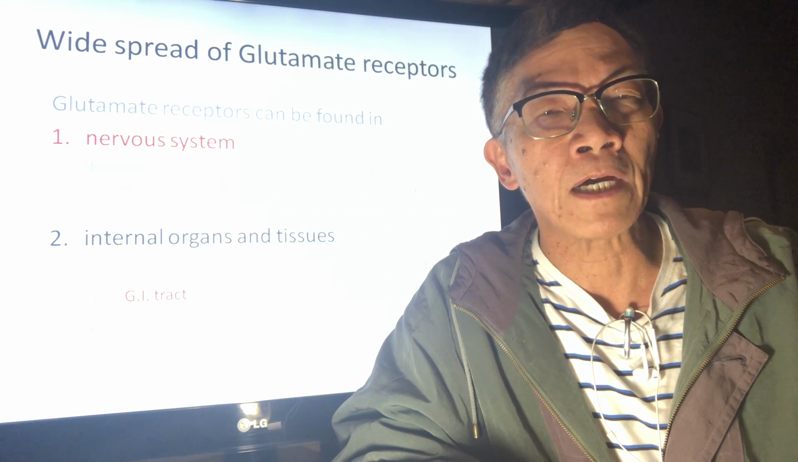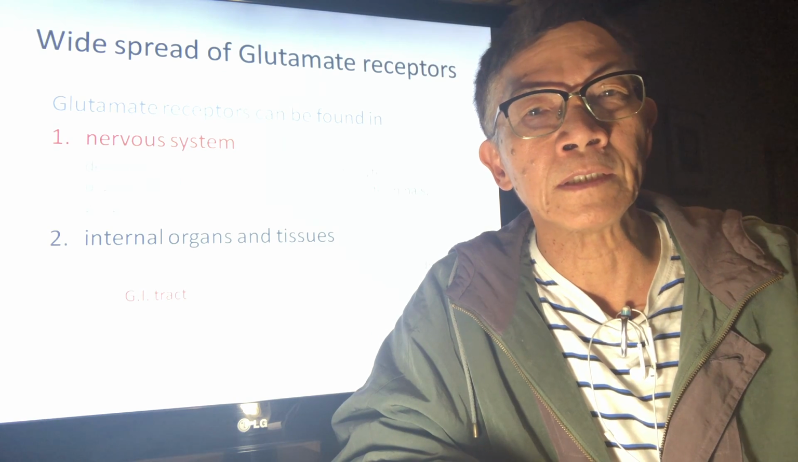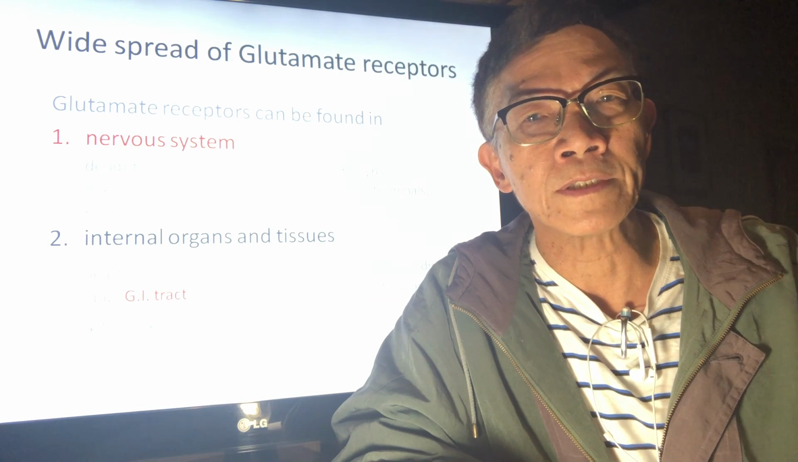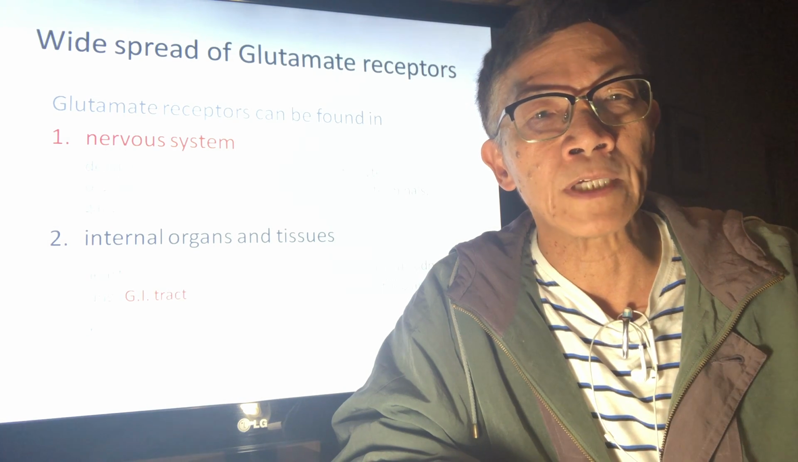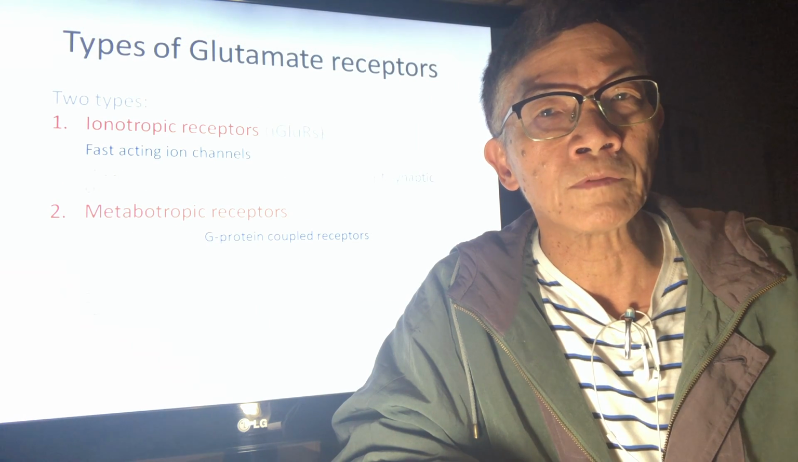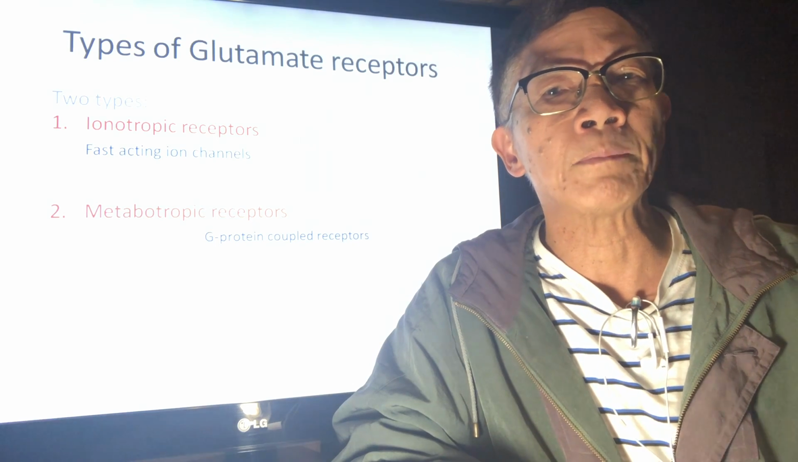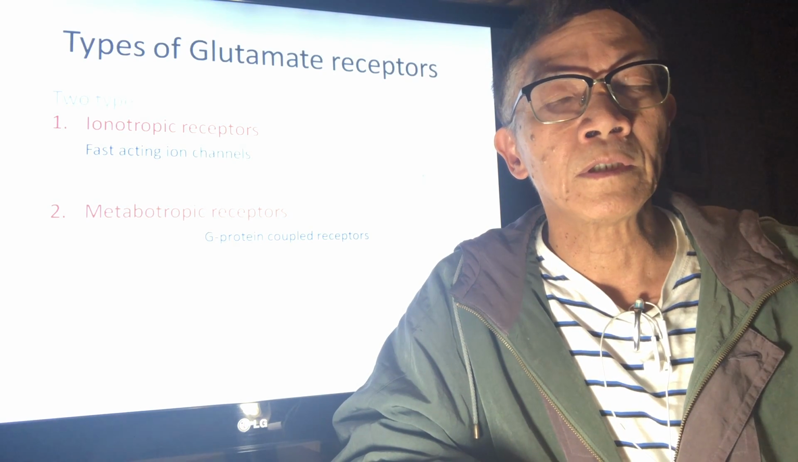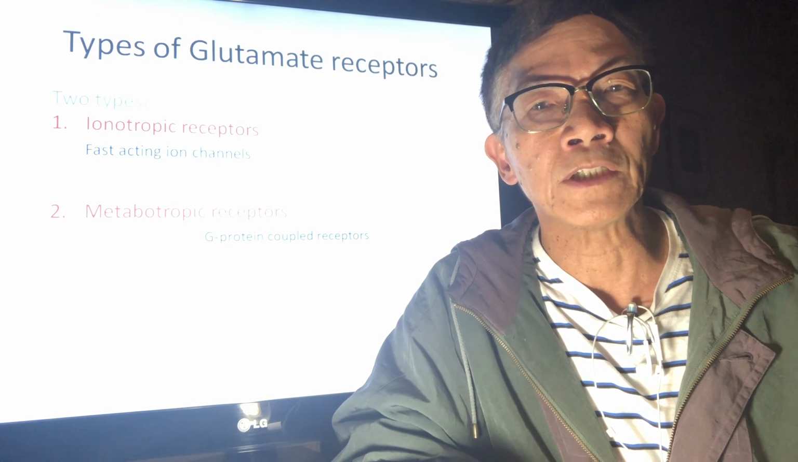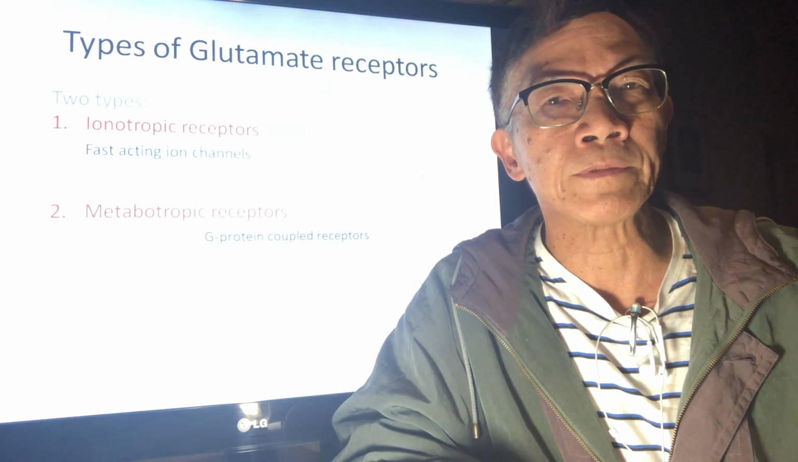Glutamate receptors are widely spread in our body. Apart from the nervous system, they exist in other internal organs and tissues such as the GI tract. There are 2 types of glutamate receptor, ionotropic receptor and metabotropic receptor. The former are fast ion channels, the latter G-protein coupled receptors.